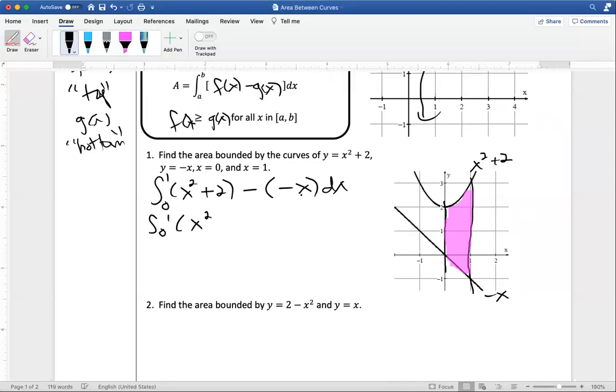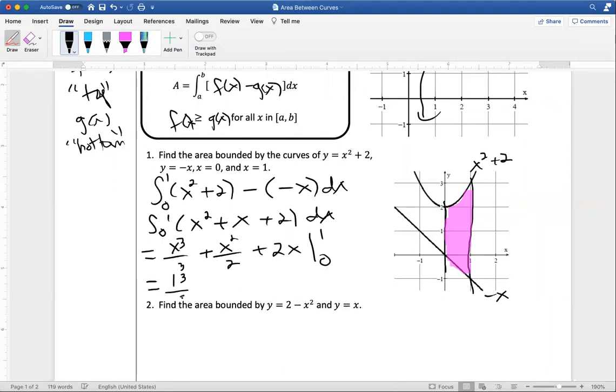Before I find the integral, I'm going to do a little bit of simplifying. X squared minus negative x makes plus x plus 2 dx. This is a definite integral, so I'm going to integrate, add 1 to the power, divide by the new power, add 1 to the power, divide by the new power. And then I'm going to use the fundamental theorem of calculus. Remember that says plug in 1, plug in 0, and see what you get. So 1 cubed over 3 plus 1 squared over 2 plus 2 times 1 minus 0 gives me 17 over 6. So the area in here is 17 over 6.